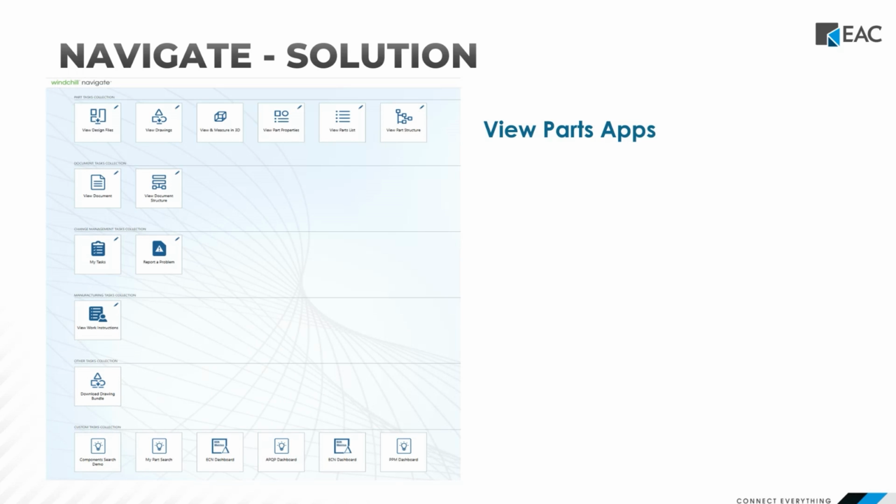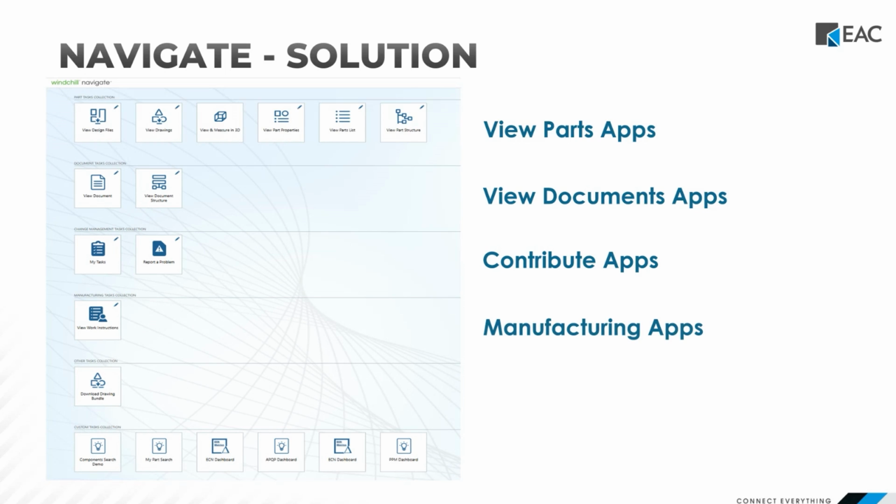What makes up Navigate? There are applications to view parts, such as 3D models, CAD drawings, and the part-specific data. You also have apps to view documentation, so any product-related docs that you have in Windchill. There are also change review board apps, manufacturing apps for work instructions, drawing bundle downloads, and then a handful of custom apps as well.